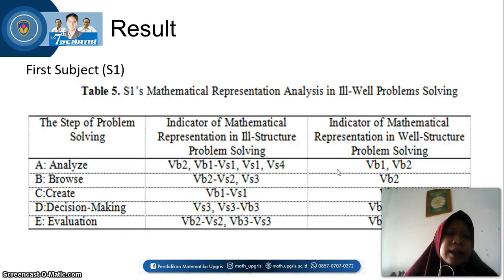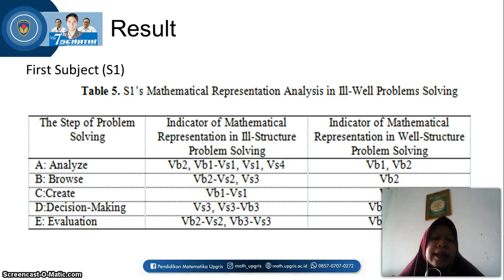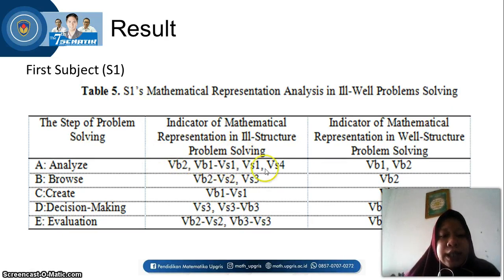Then we contrasted the indicators of mathematical representation in ill-structured problem solving and in well-structured problem solving. In the analysis stage, the first subject showed verbal to visual, and then visual. But in the well-structured problem, the first subject only showed verbal. In the prose stage, verbal to visual, but for the well-structured problem, only verbal. The same holds for C and D. In the ill-structured problem, he showed verbal to visual, and in the well-structured problem, the indicator was verbal, and then visual again.